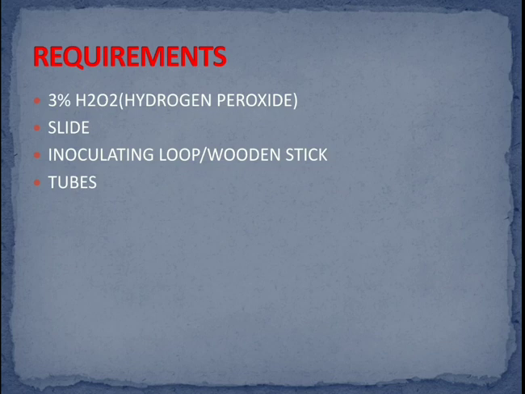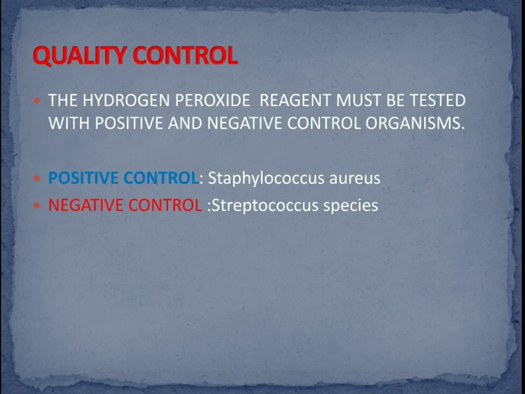Now, doing this test in the laboratory, we need 3% H2O2, a clean dry slide, inoculating loop or wooden stick, and tubes. To determine that the hydrogen peroxide reagent is working, we must do quality control by using positive and negative controls. For positive control, we use Staphylococcus species, and for negative control, we use Streptococcus species.